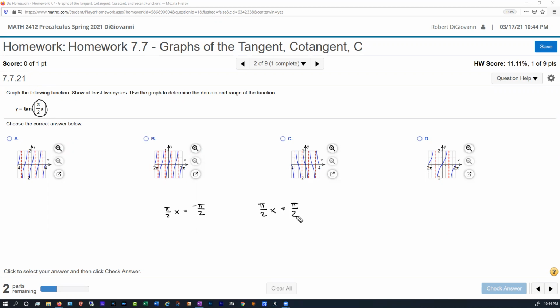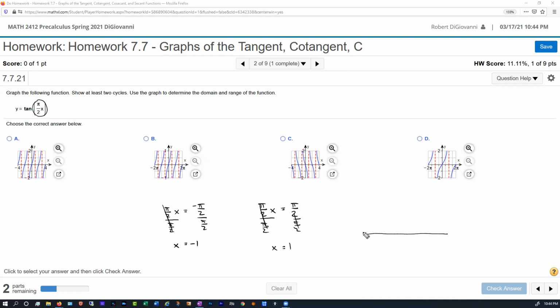So this is very similar to when we're doing a sine function. We set the inside of this equal to 0 and 2 pi. Well, for tangent, we set it equal to negative pi over 2 and pi over 2, and then we solve for x. So if I divide this by pi over 2, pi over 2 goes away, we get x must be negative 1. And if we divide by pi over 2 here, we get x equals 1 here. So negative 1 and 1.